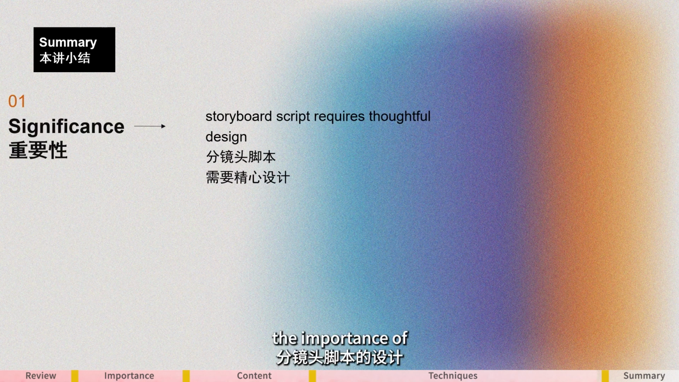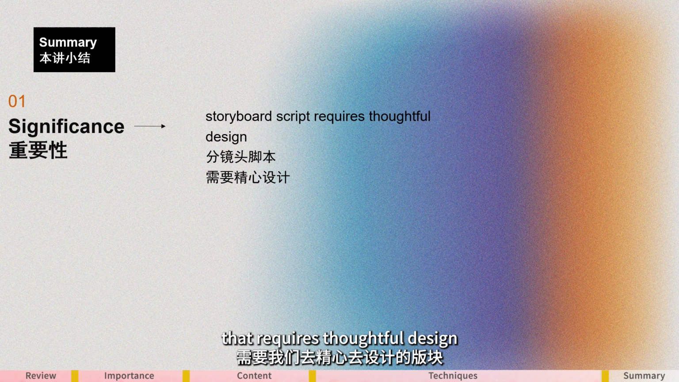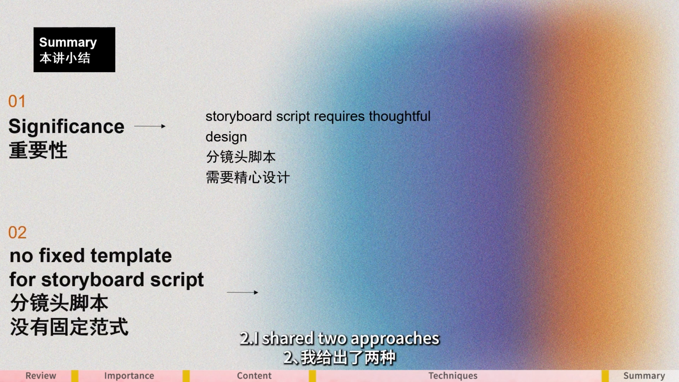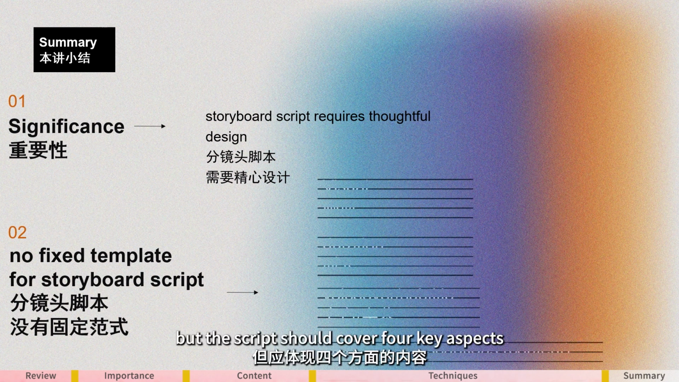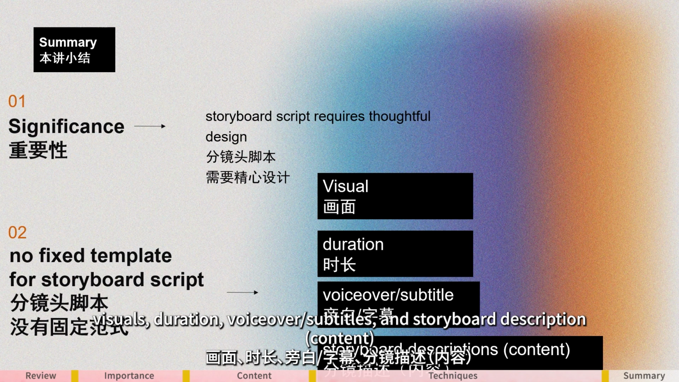Summary. Alright, let's go over what we covered in today's class. First, the significance. I stressed the importance of designing a storyboard script in motion graphic production. This step is crucial and requires thoughtful design. I also showed two approaches for writing storyboard scripts in motion graphic. It's important to note that there is no fixed template, but the script should cover four key aspects: visuals, durations, voiceover, subtitles, and storyboard description content.